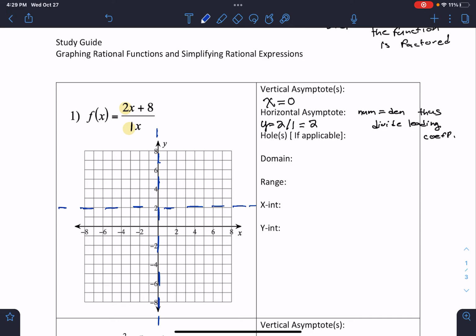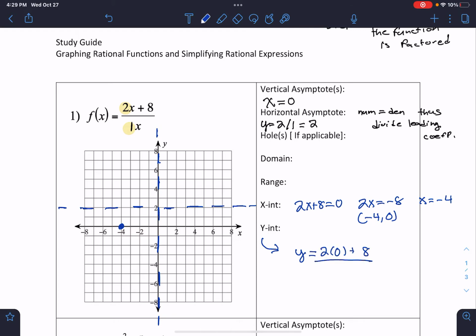So next step is we're going to go for our x-intercept. For my x-intercept, I'm going to take the numerator and set that equal to 0. And you will get negative 4, comma 0, which is right there. And then for my y-intercept, I must plug in 0 for every x. And this is undefined, so no y-intercept.